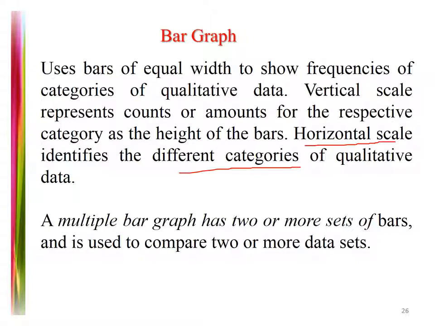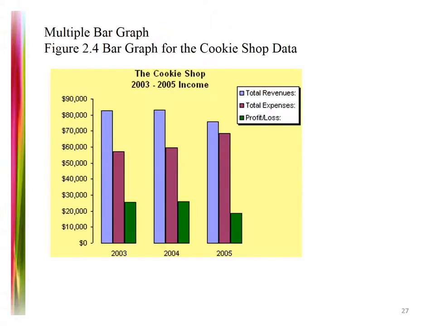And also several kinds of bar graph are possible. A multiple bar graph has two or more sets of bars and is used to compare two or more sets of data. This was just a simple example. This is actually a multiple bar graph, with different years, and here income. The blue color represents total revenues, the maroon color represents total expenses, and green represents profit or loss.